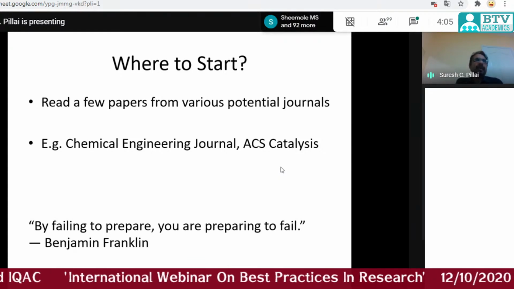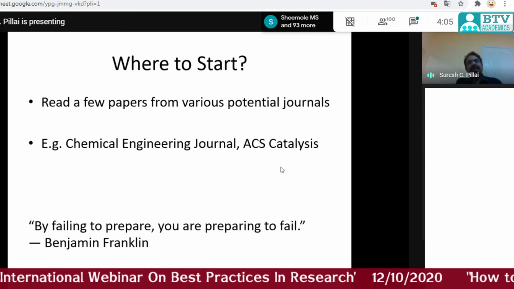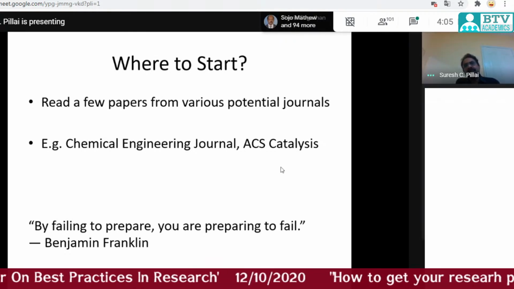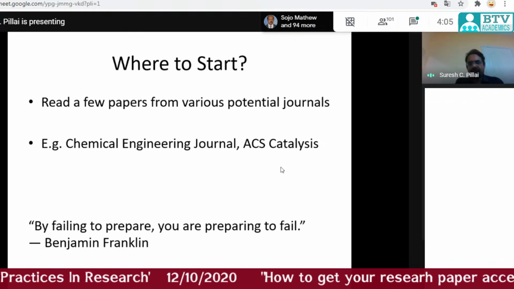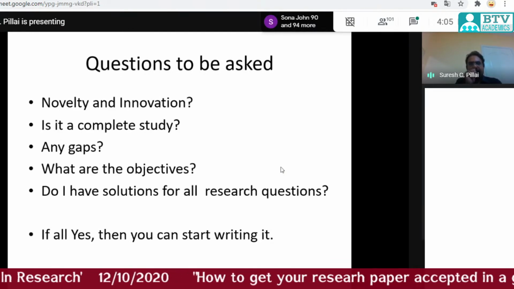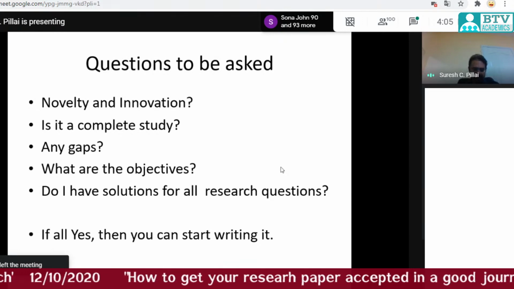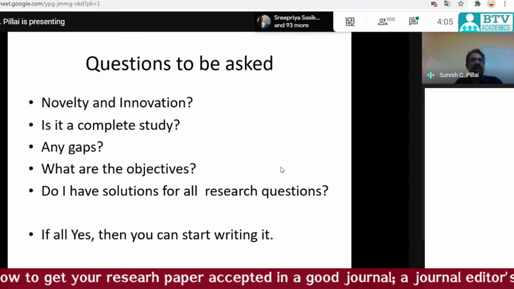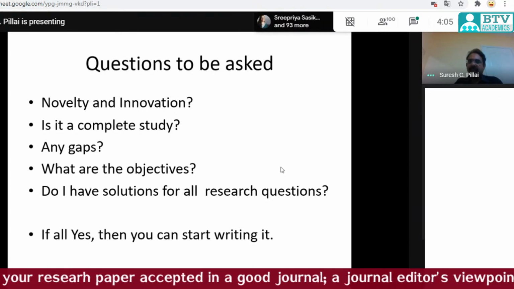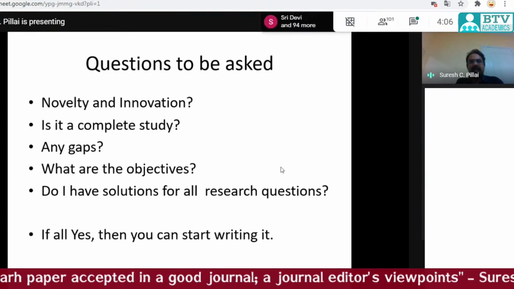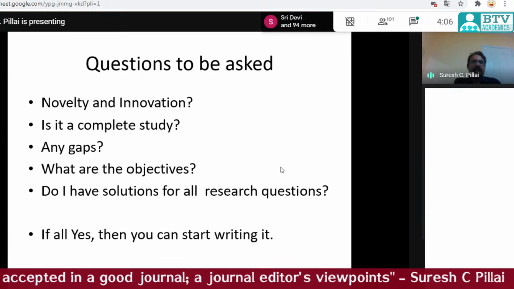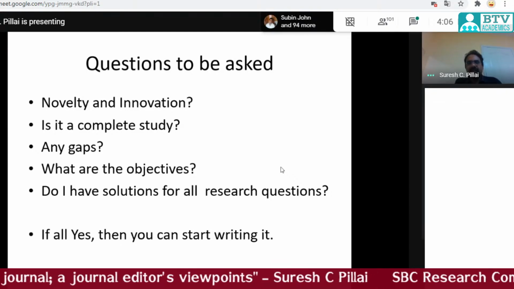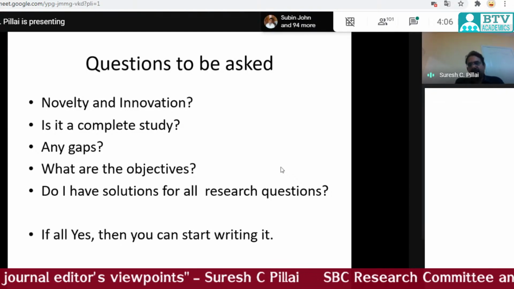So you need to have a lot of preparation before even thinking about writing a paper. You might have heard this from Benjamin Franklin: by failing to prepare, you are preparing to fail. And there are a number of questions to be asked. We discussed this earlier. What is the novelty? What are the innovations? Is it a complete study? Any gaps in your research? What are the objectives? You need to be clear about all the objectives of the work. Do I have solutions for all the research questions? If all yes, then you can start writing the paper.